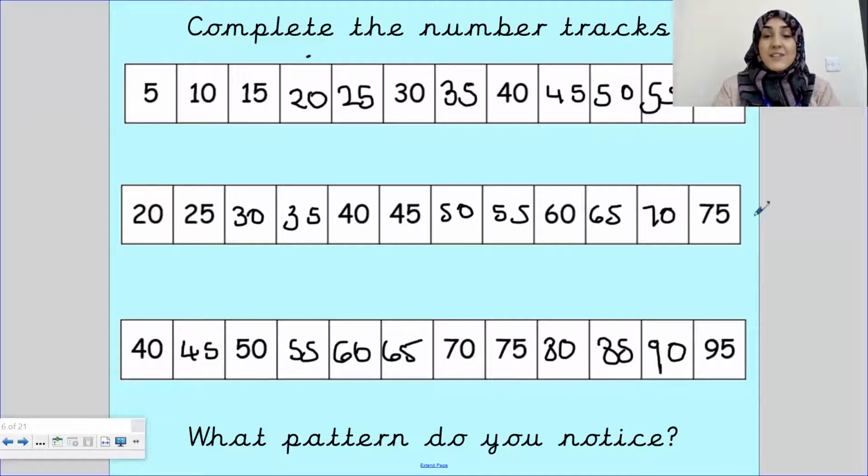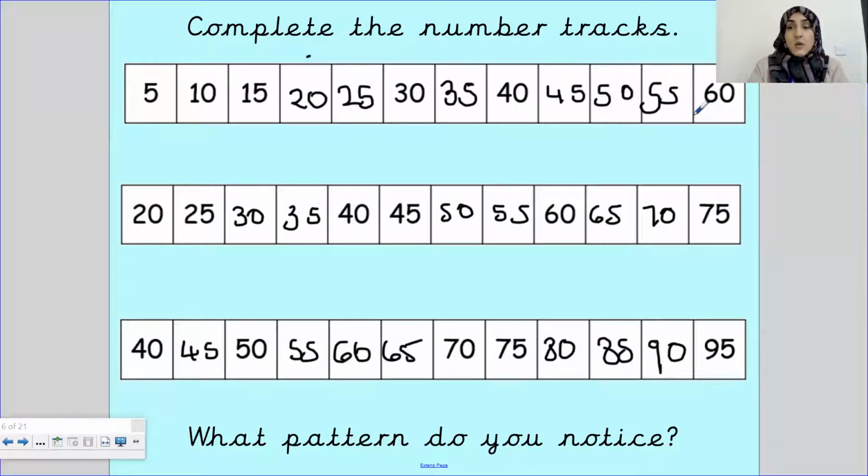Okay, here we have the completed number tracks. If you got stuck on a few, then please pause the screen here to count in your 5s. Now, while you were doing that, I'm going to ask you, Morris class, what pattern do you notice when you count in your 5s? What is the pattern here? Oh, you can't see 60. There you go. What is the pattern? Can you talk to your teddy?